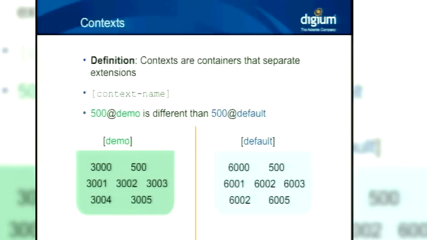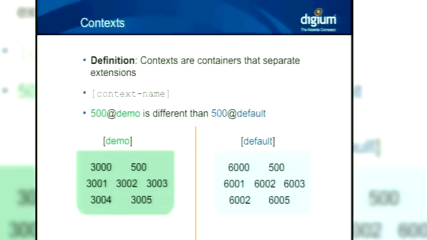Now, two contexts. Let's look at these here. These are extensions that are in here. I would be willing to bet that if you dialed 500 and you had access to that demo context, you would get some piece of logic happening on the system that you program in there. And if you had access to the default context, if you dialed 500, then some bit of logic would follow.